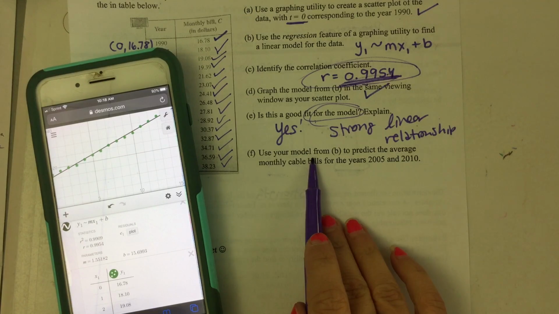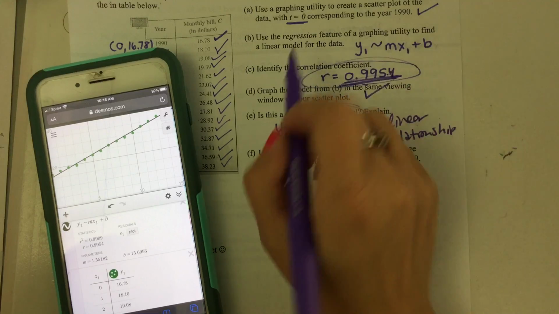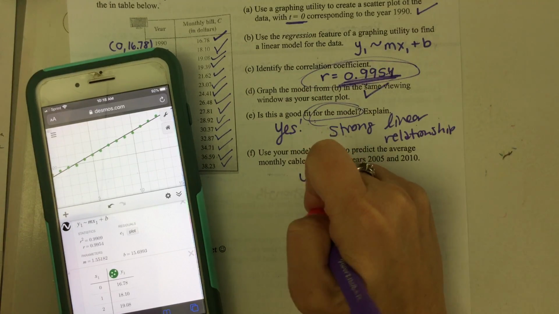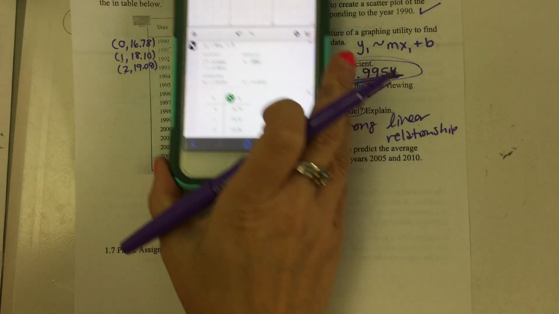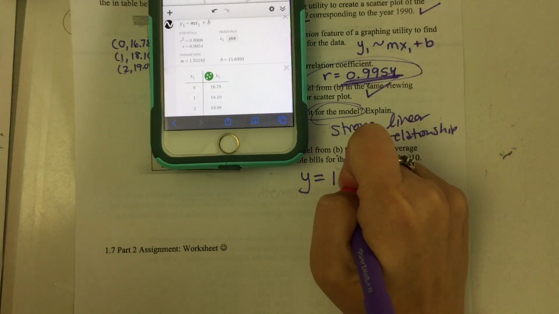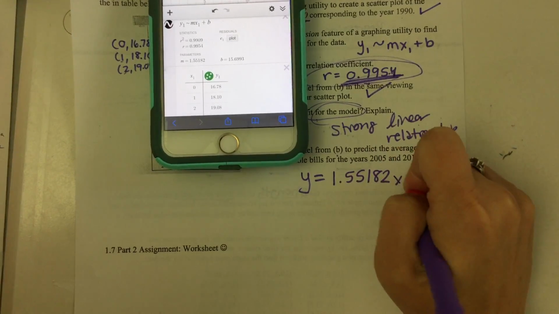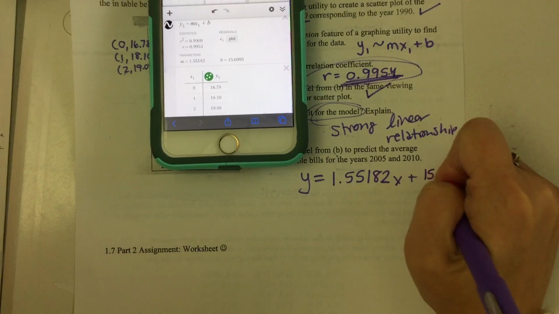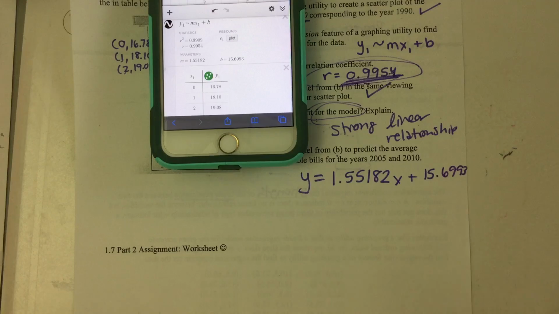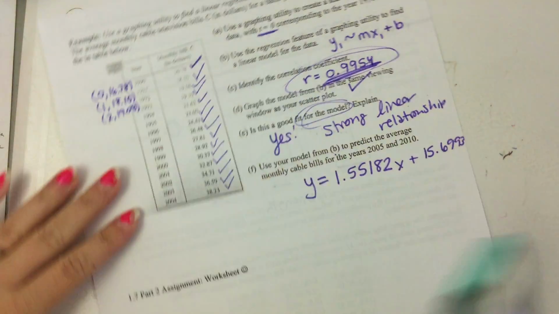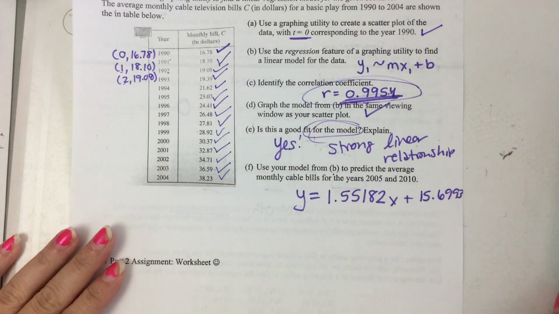Now, use your model from B. Okay, so use the regression to find a linear model. So that's an equation. So y equals, here's my m and b value. Again, they're right here. Y equals m. M is 1.55182. I'm just going to go ahead and write the whole thing. X plus b. B is 15.6993. That is the equation for that line. So for part B, they called it your linear model. Linear model means your equation.